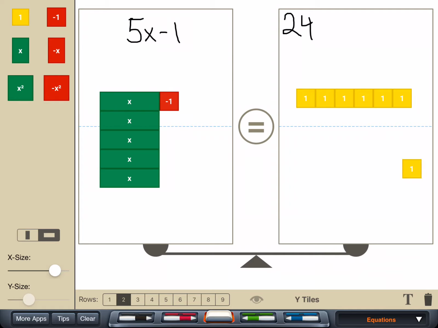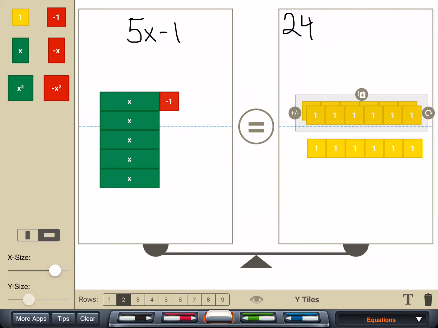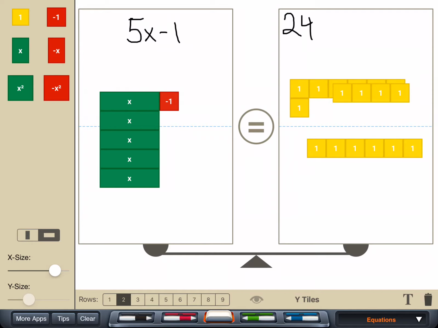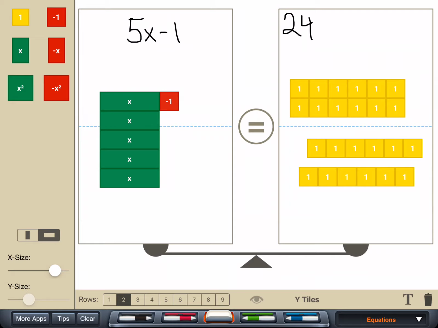1, 2, 3, 4, 5, 6. Having a bit of a hard time here. Okay, chose some big numbers. There. So I've got 5x minus 1 equals 24. So here we go.